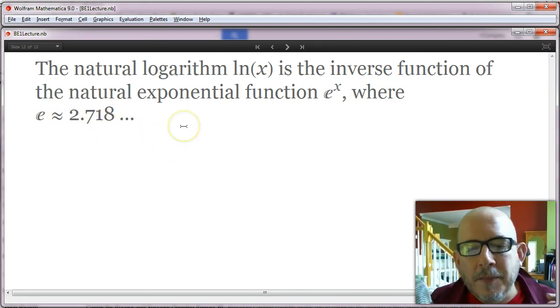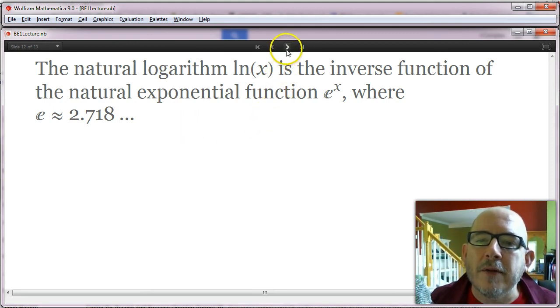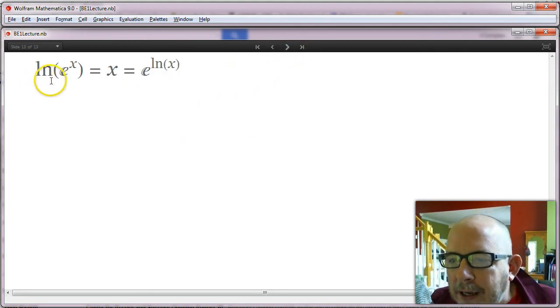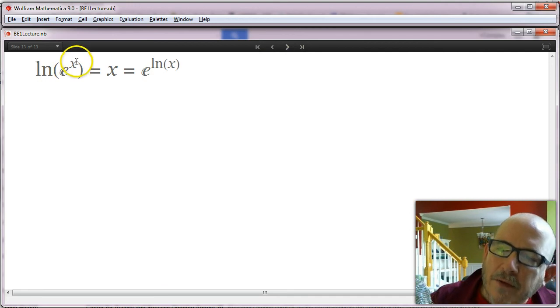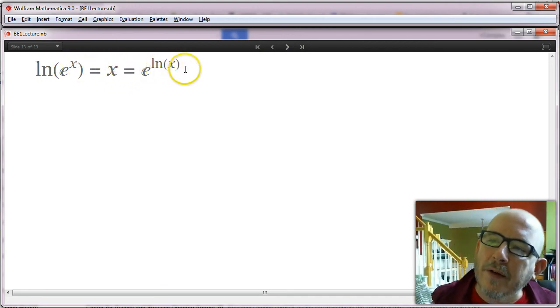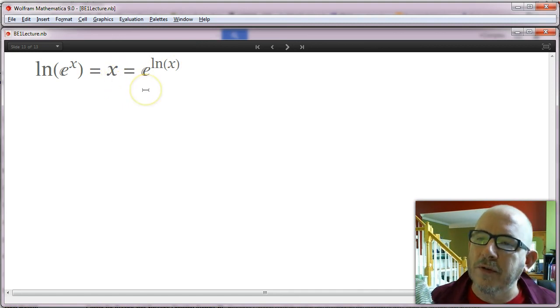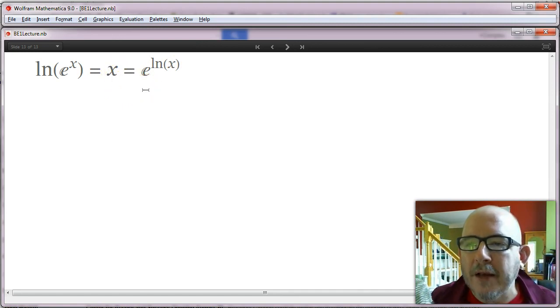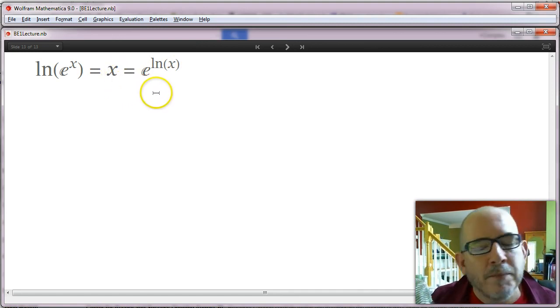To be sure that you understand what that means: if you take the natural log of e to the x, you get x, they're inverses. If you take e to the natural log of x, you get x, they're inverses. I hope that makes sense. We'll continue next time. Beautiful stuff.